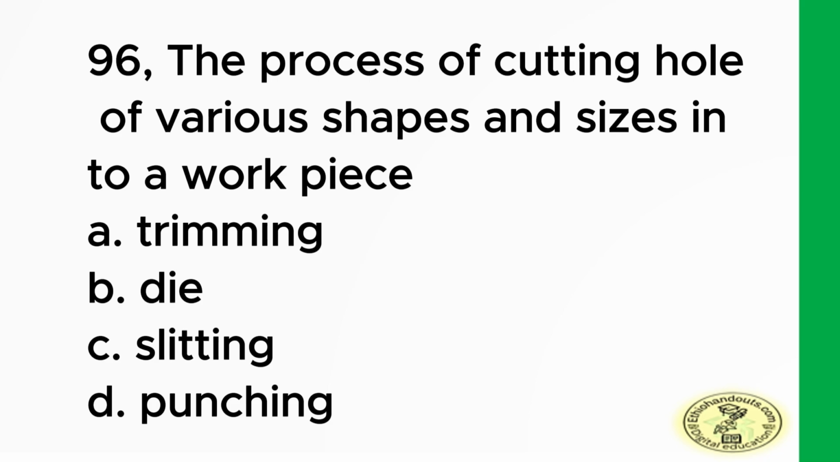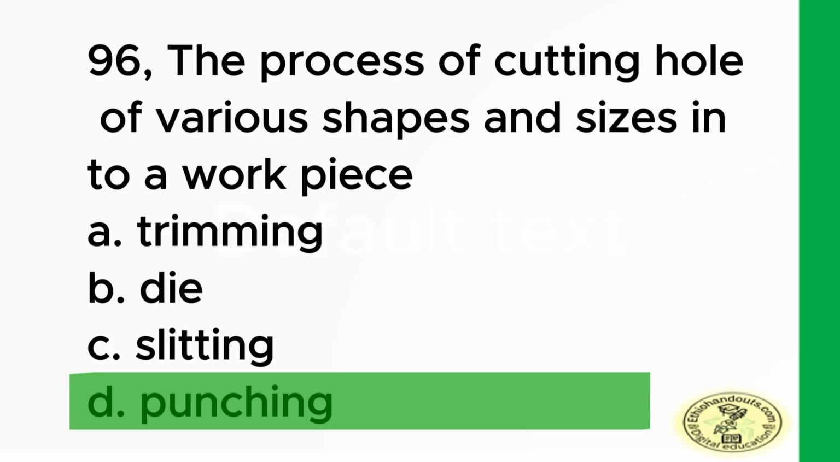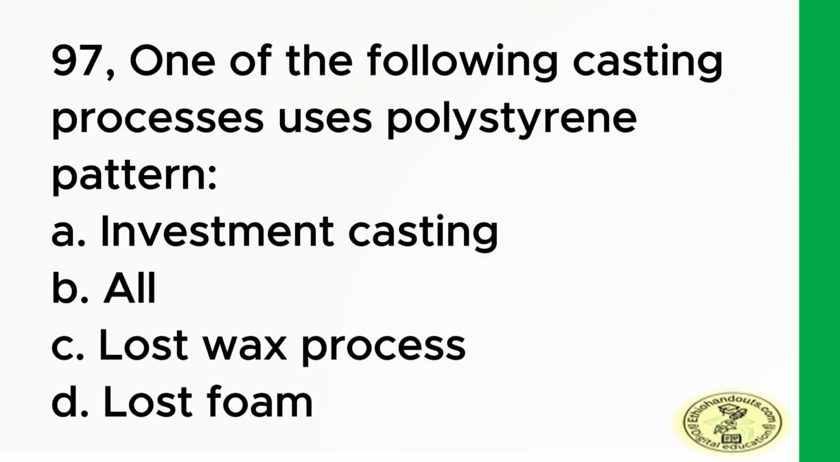96. The process of cutting holes of various shapes and sizes into a workpiece. A. Trimming, B. Die, C. Slitting, D. Punching. The correct answer is D. Punching. 97. One of the following casting processes uses polystyrene pattern. A. Investment casting, B. All, C. Lost wax process, D. Lost foam.